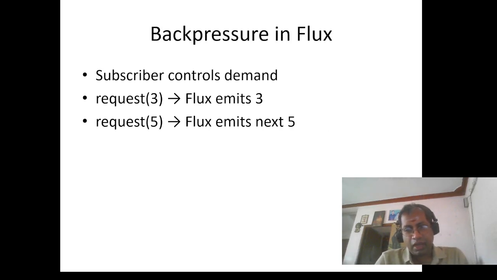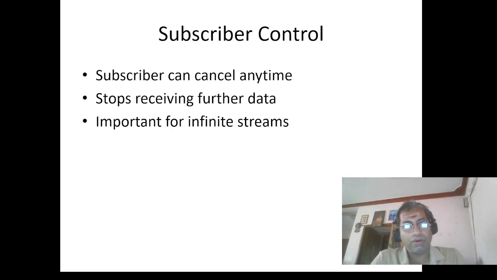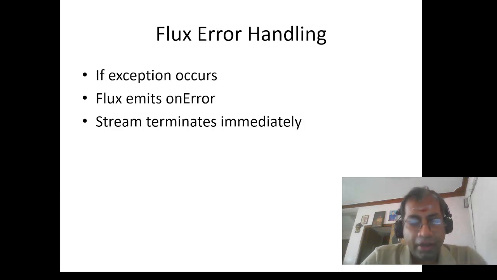A Flux can behave in two ways. If the data is limited, it emits everything and then completes. If the data keeps coming, it continues as an infinite stream. And subscriber is always in control. At any time, it can cancel. If something goes wrong, Flux sends an error signal and the stream ends immediately.